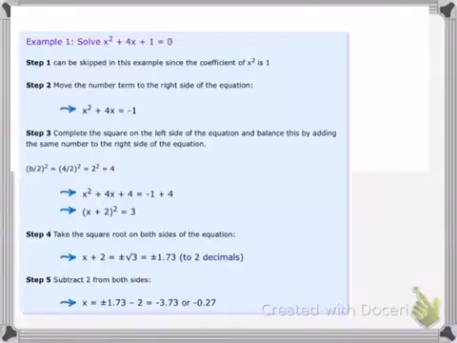Alright, right here is an example of how to complete the square. We have x squared plus 4x plus 1 equals 0. Step 1 can be skipped in this example since the coefficient of x squared is 1. Move the number term to the right side of the equation, so we subtract 1 from both sides.